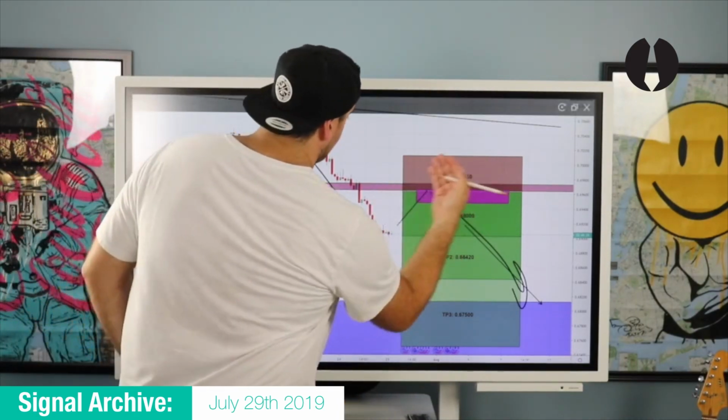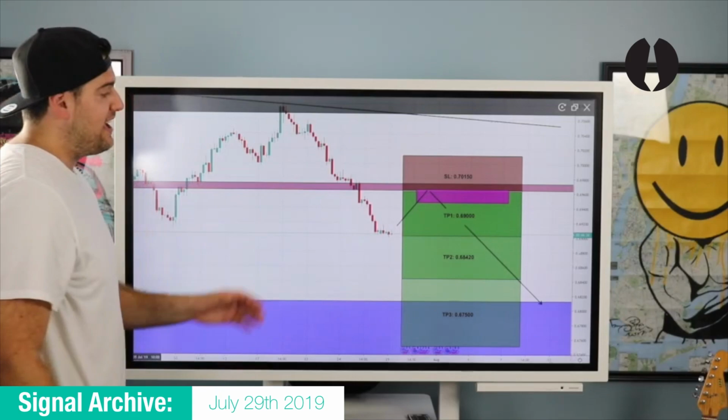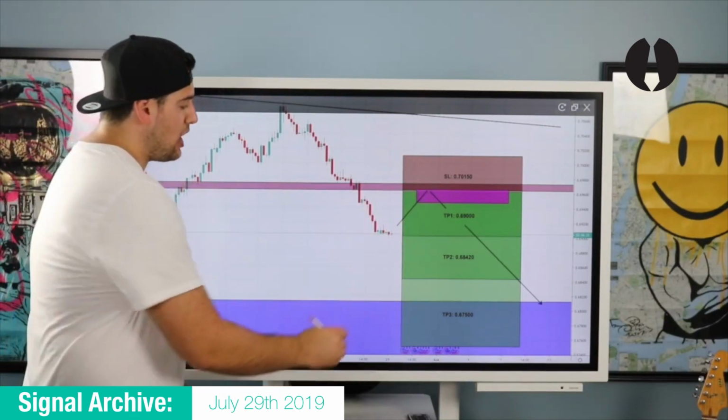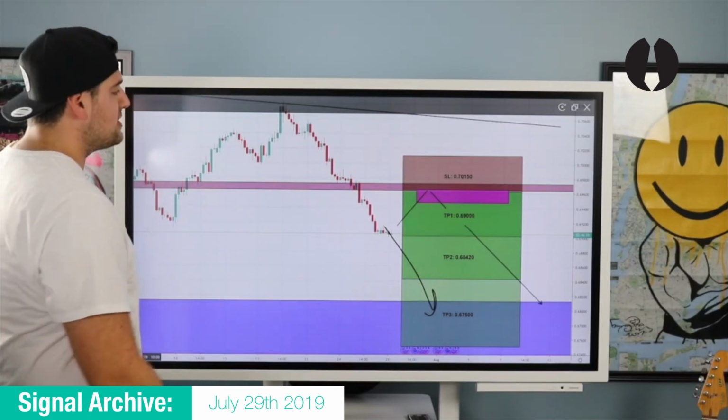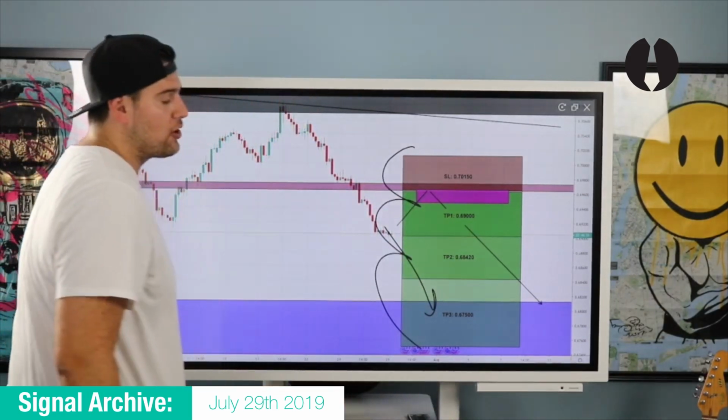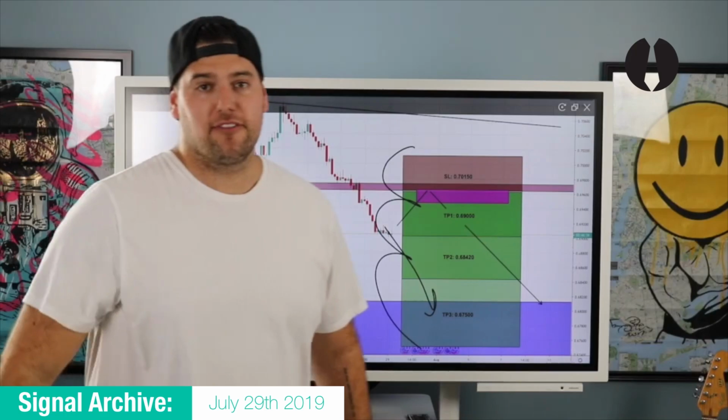Now, what would make this trade invalid? Very simple. If price fails to come back for exhaustion and continues to the downside, this trade becomes invalid because risk reward is no longer optimal. That's it for AUD.USD.